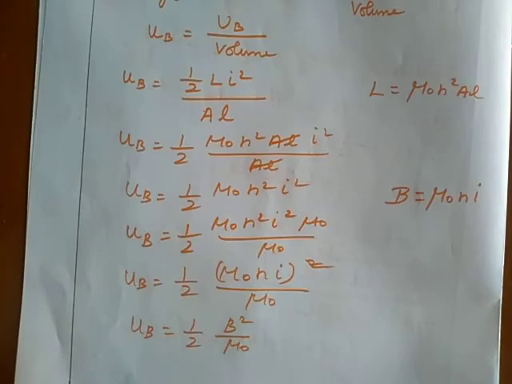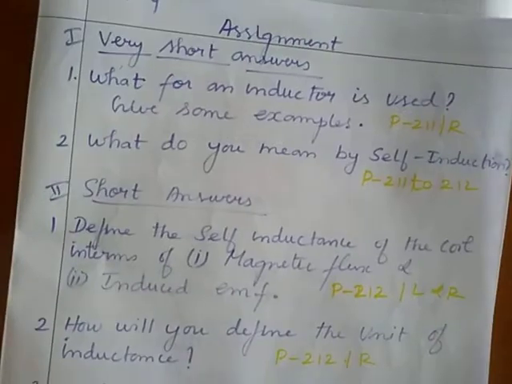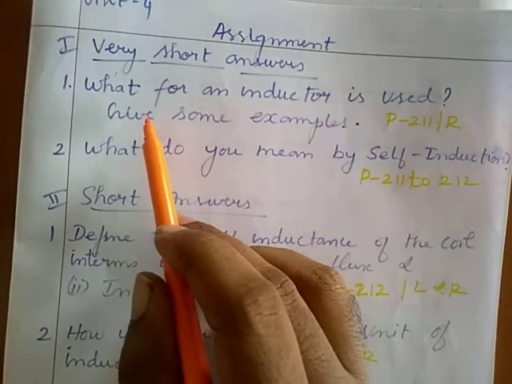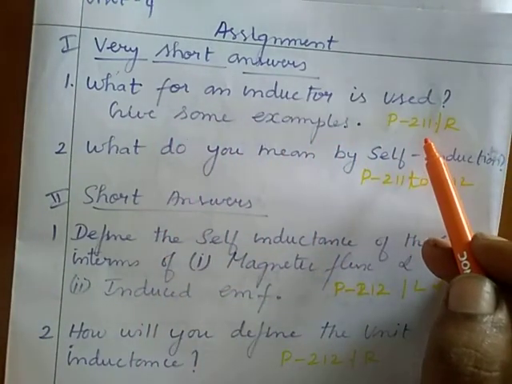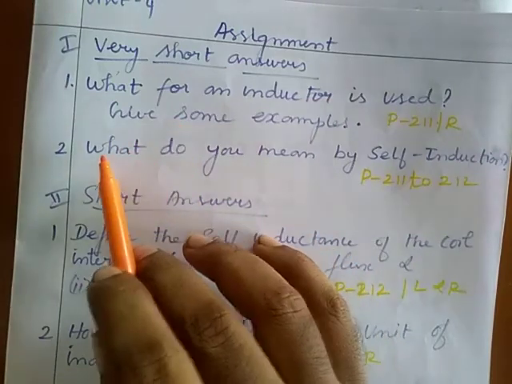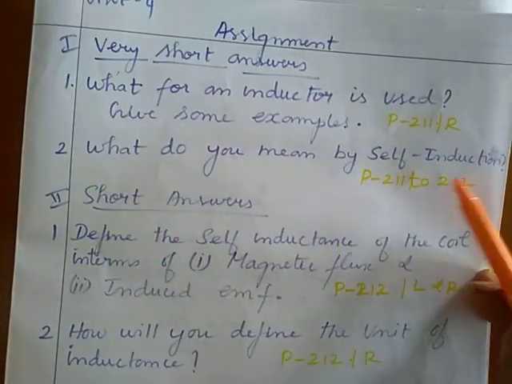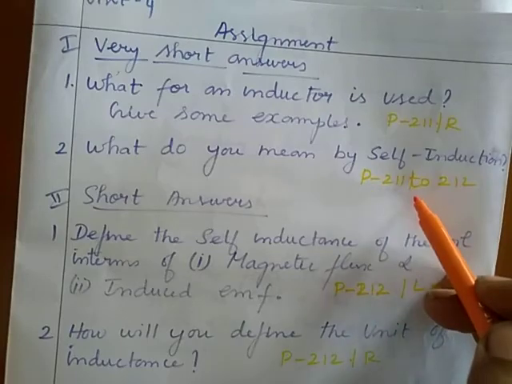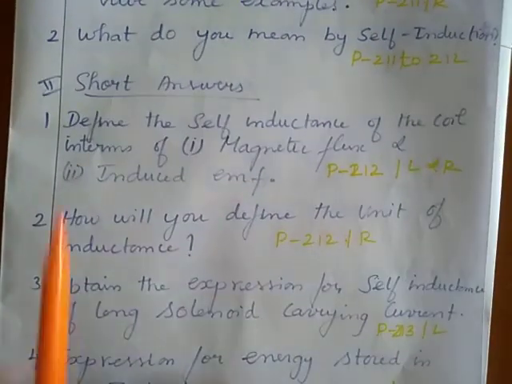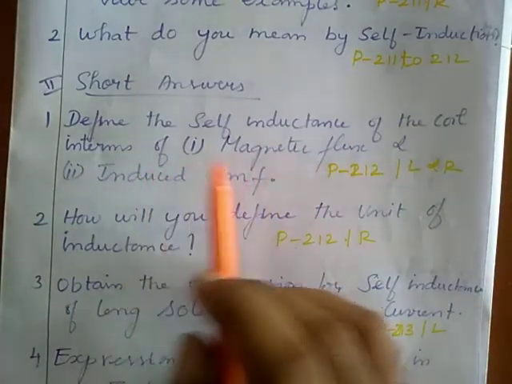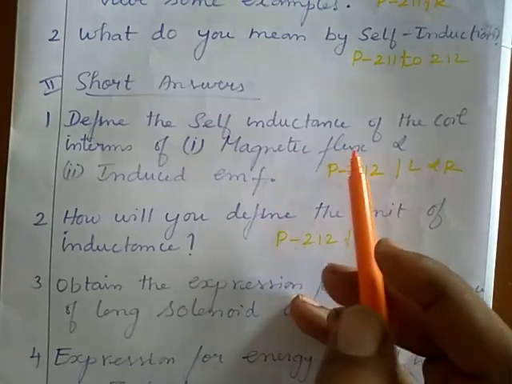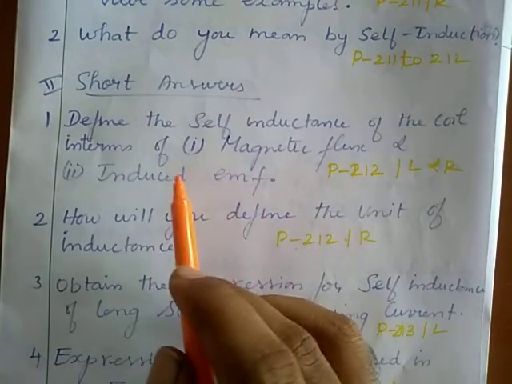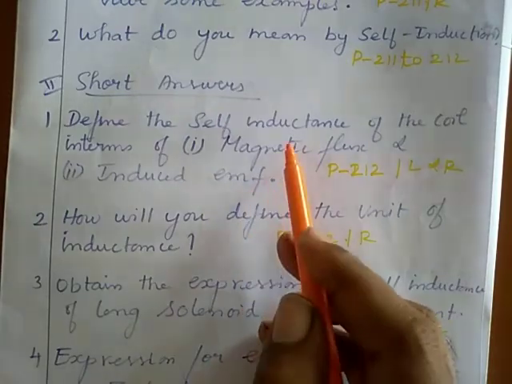Our today's assignment will be this one, very short answer questions. What is an inductor used for? Give some examples. It is on page number 211, right side. Then, what do you mean by self induction? This is at the bottom of this page. The next: define self inductance of the coil in terms of magnetic flux and in terms of induced EMF. It is an easy one. L I is equal to N phi B, and this one is psi is equal to minus L dI by dt. Using this expression we can define this.